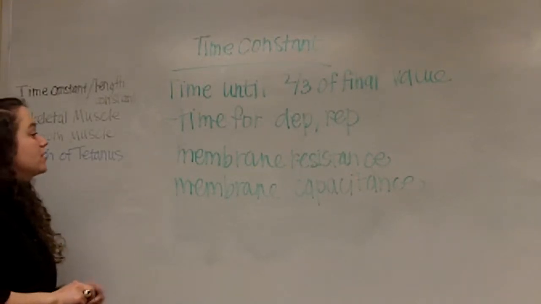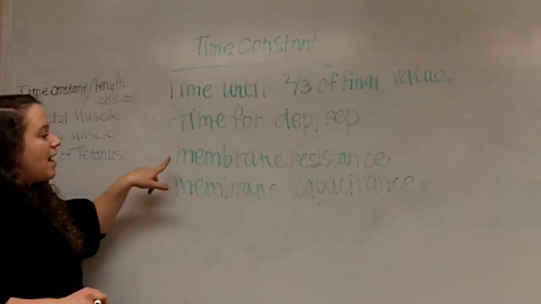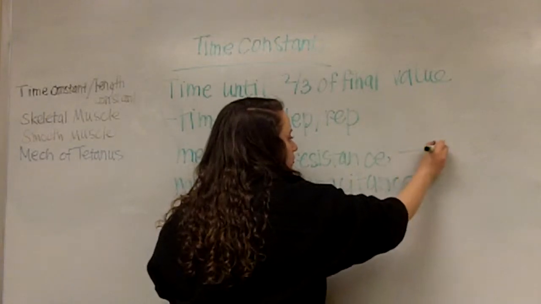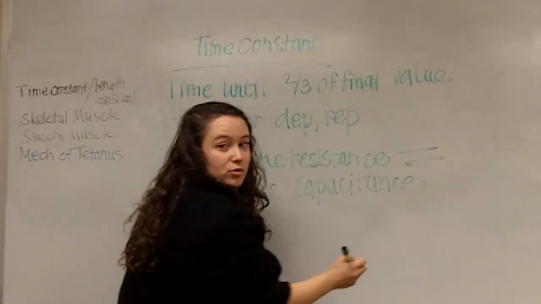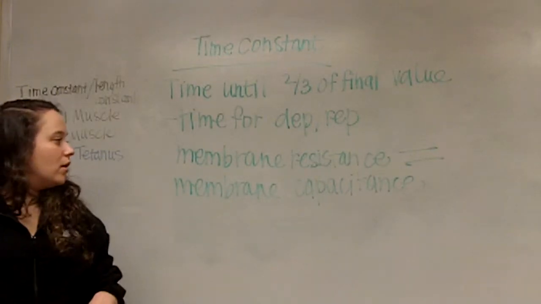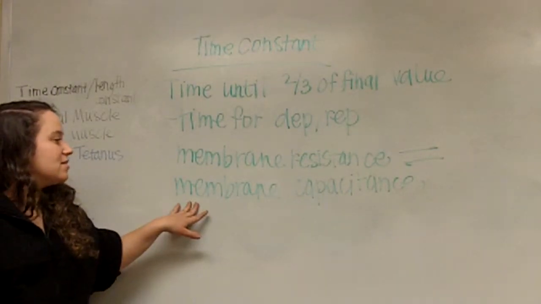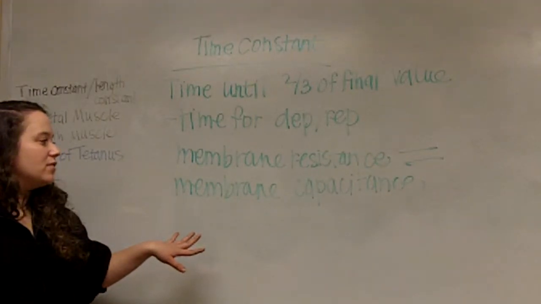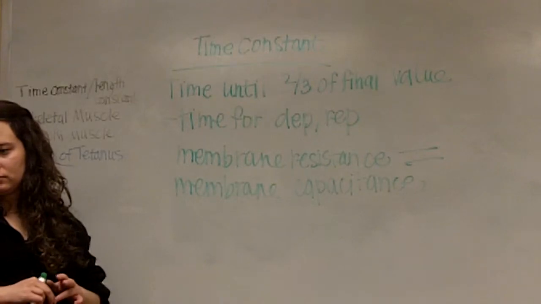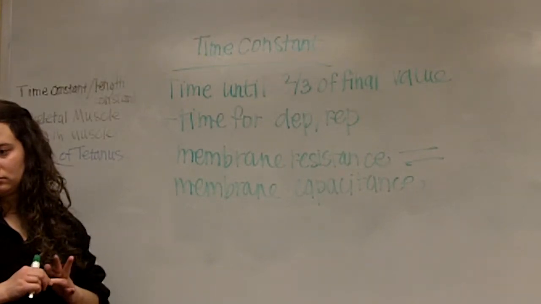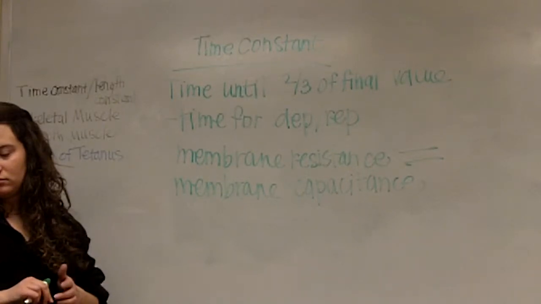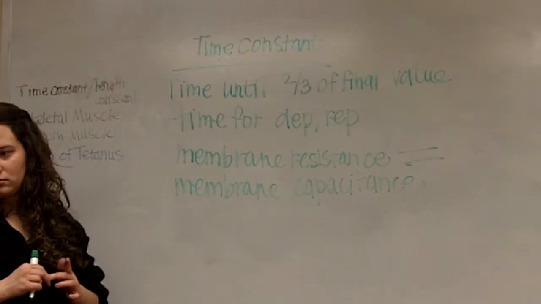Okay. So resistance is how easy it is for things to move across the membrane. If you have a high resistance, it's hard for it to move across the membrane. If you have a low resistance, it's really easy. With capacitance, that's the ability of something to store the charge up. Mm-hmm. Okay.